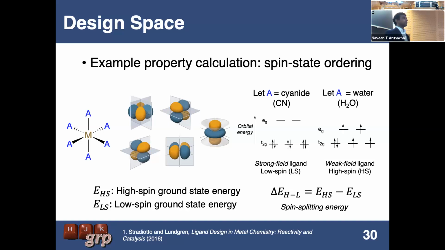If we subtract one of these from the other, we get the spin splitting energy, which is the energy of the high spin state minus the energy of the low spin state. So each of these molecules, the cyanide one and the H2O one, have a spin splitting energy, which can be measured using DFT.